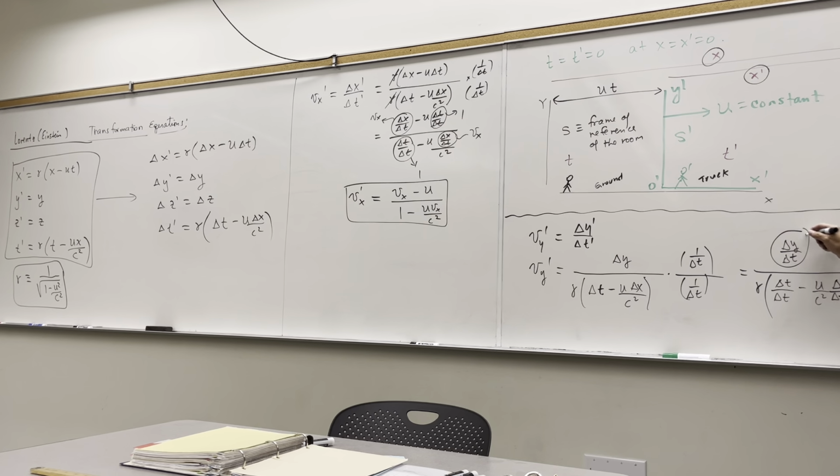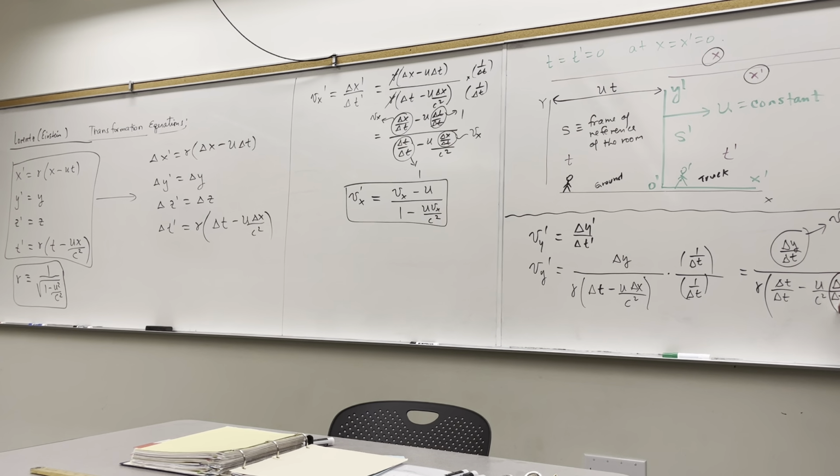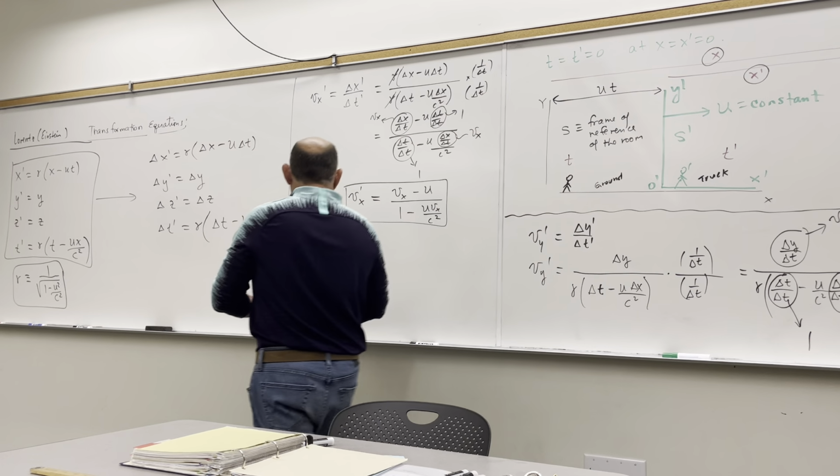But what is this? That's the y component of the velocity as measured by the person on the ground. What is this? The x component of the velocity of the object, as measured by someone on the ground. And this, of course, is 1. So we get the second equation. Maybe I'll do this.